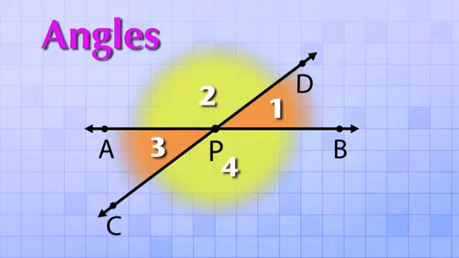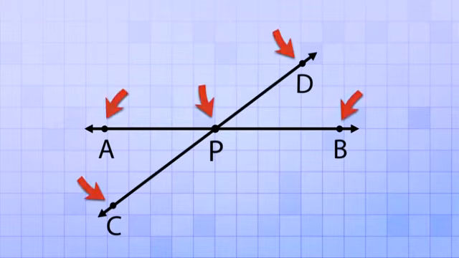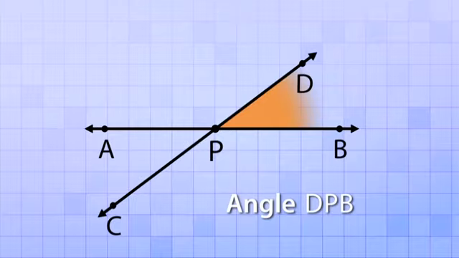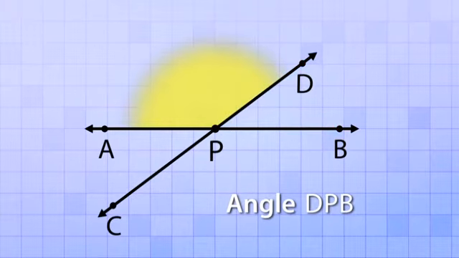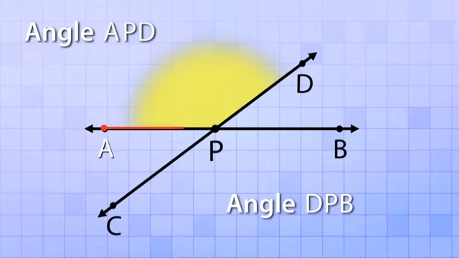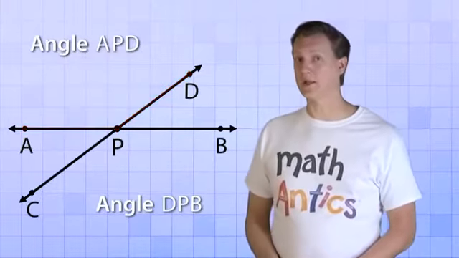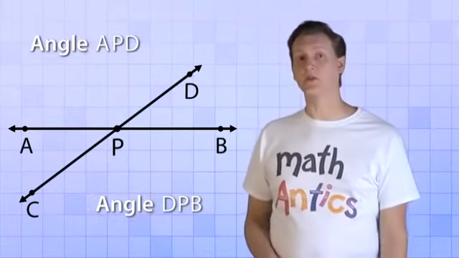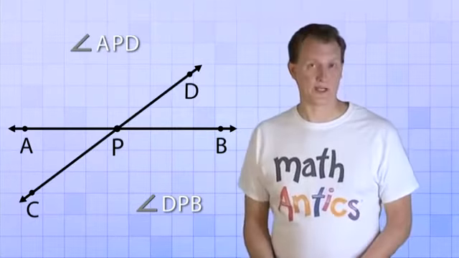But instead of calling them angle 1, 2, 3, and 4, in geometry, we name them by the points used to make them. For example, this angle here can be called angle DPB because if you trace along those points, like connect the dots, they outline that angle. And this angle here, we can call that angle APD because connecting those dots forms that angle. Now, when naming angles, there's a nice shorthand that we can use. Instead of writing the word angle over and over again, we can just use the angle symbol instead, which looks like this. But there's an even simpler way to name angles.